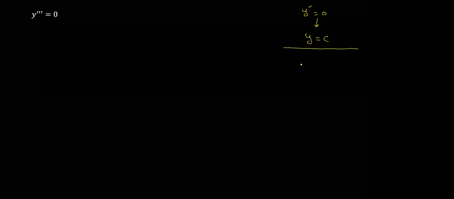Now, second equation: y double prime equals 0. By the way, y equals c, I call it a family of solution. Why? Because you can choose c to be 1, 5, 11, you are free. Now, this equation, y double prime equals 0. What do you think about this?